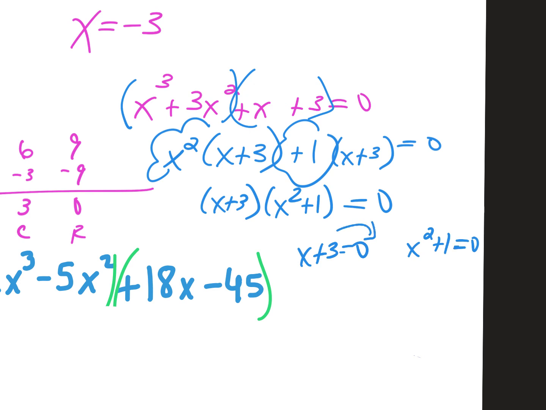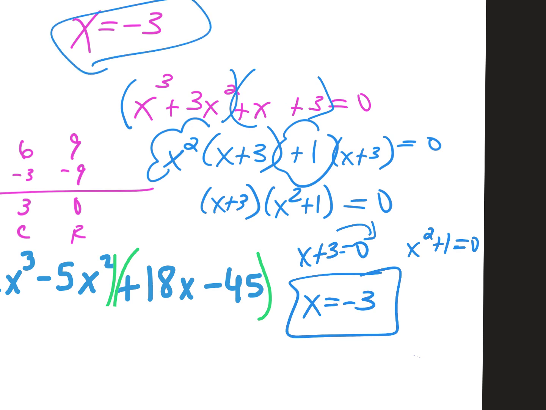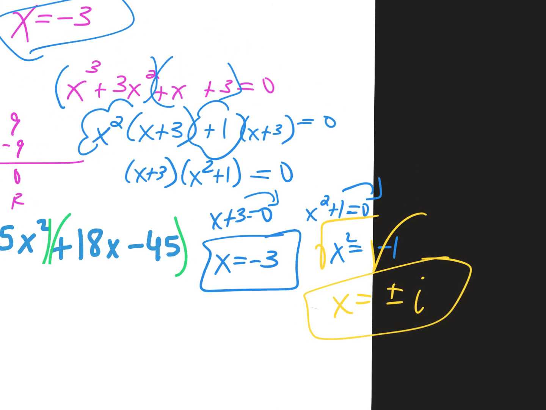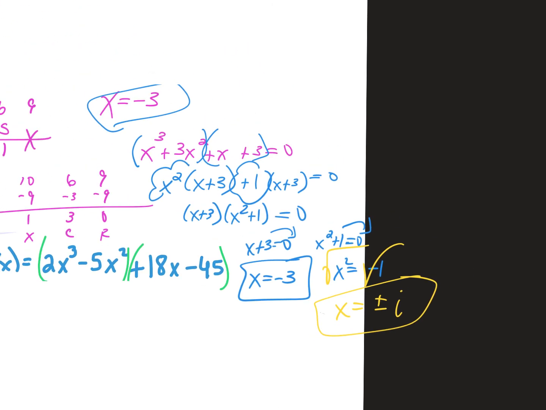When I move 3 to the other side, it becomes x equals negative 3, correct? And then when I move positive 1 over, this becomes x squared equals negative 1. Take the square root. What goes in front of my answer? Plus or minus. What's the square root of negative 1? I. Just i. So there's our 4 answers. 2 of them are real. 2 of them are imaginary.